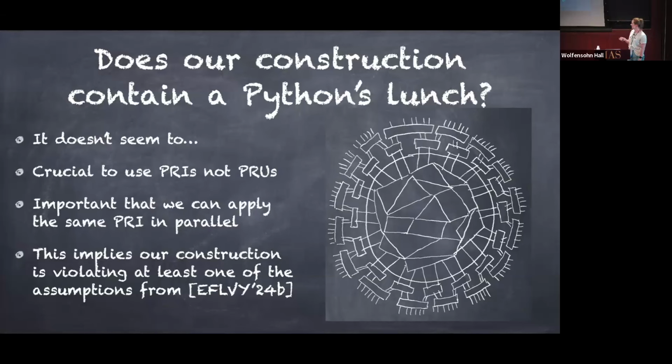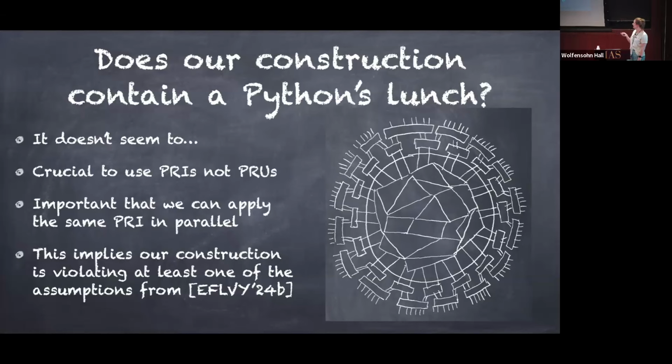It's also important that we can apply the same pseudorandom isometry in parallel. If we needed each of these isometries to be different pseudorandom isometries, we'd be adding a large amount of randomness into our model at each step. Although we could do that without having a Python's lunch construction, we'd have to do it in a way where we end up massively expanding the boundary Hilbert space, and it loses the connection to the original tensor network we started with.